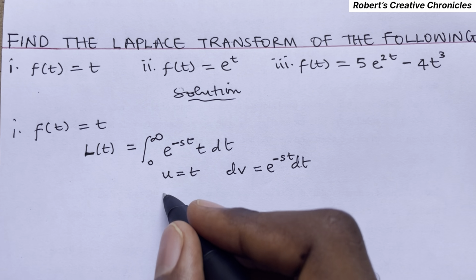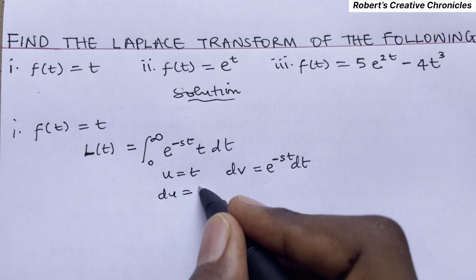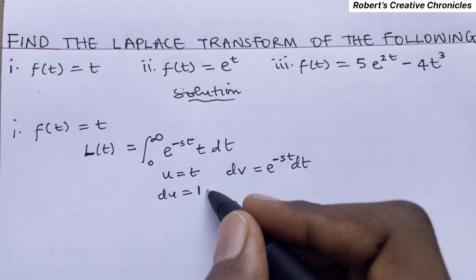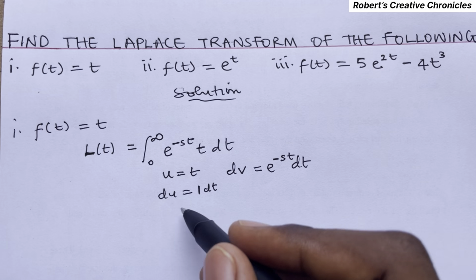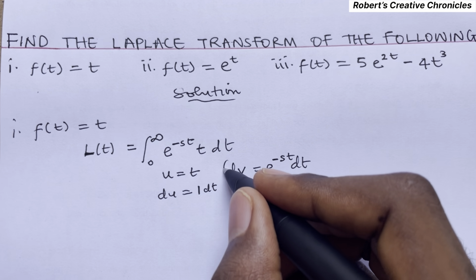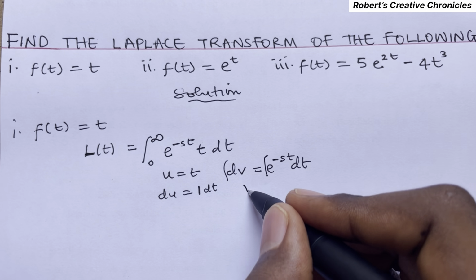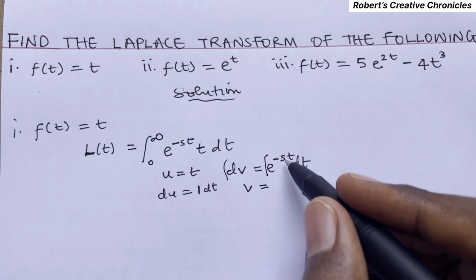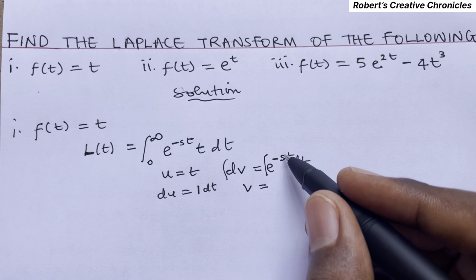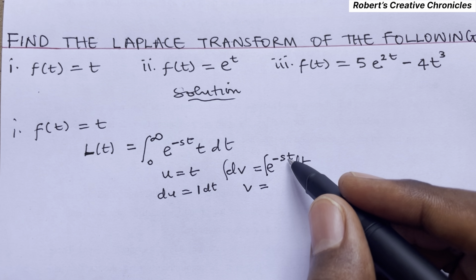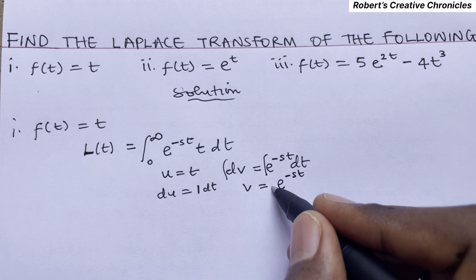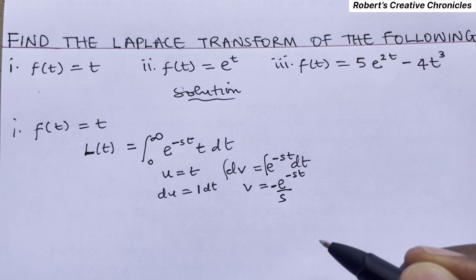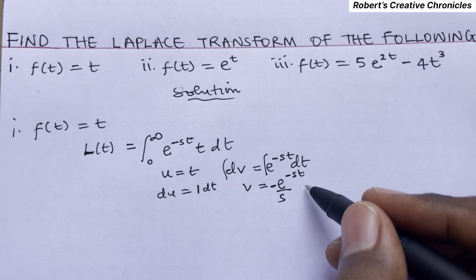So now we find the derivative of this. du dt is equal to 1, and if you cross multiply, du is equal to dt. Then you find the integral of both sides here to find v. The integral of this is what? The derivative of the exponent is minus s, so it will be exponential minus st, with minus, divided by s. This is v.